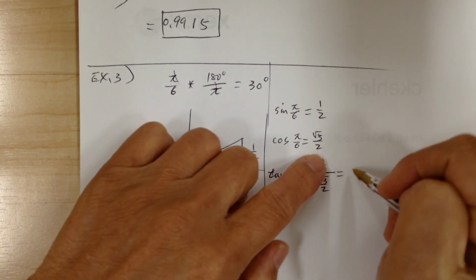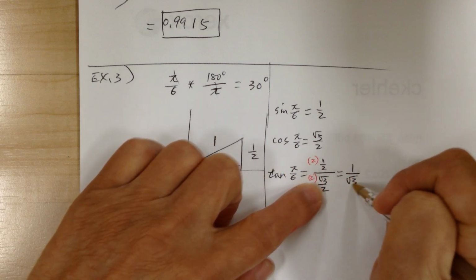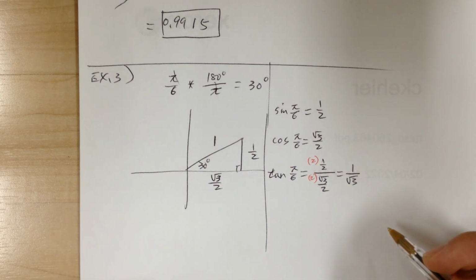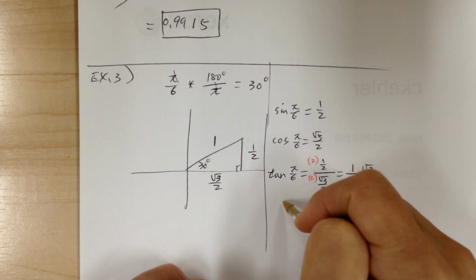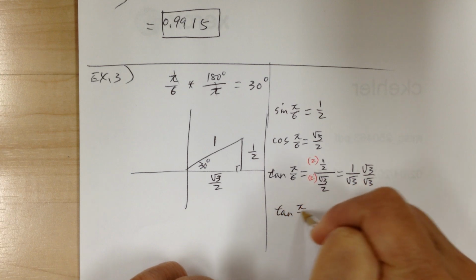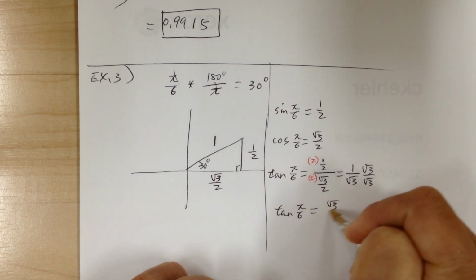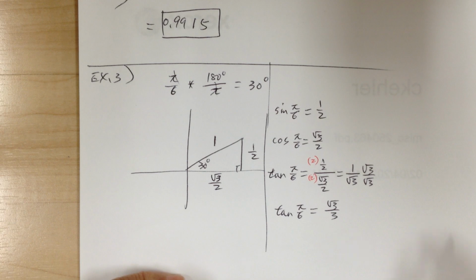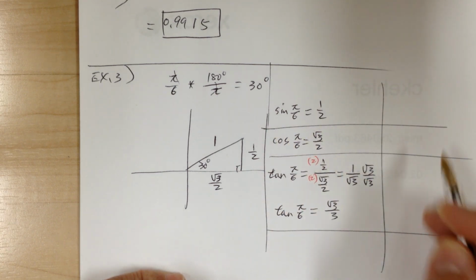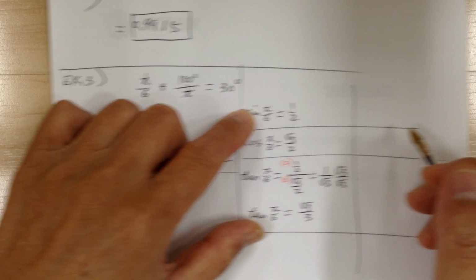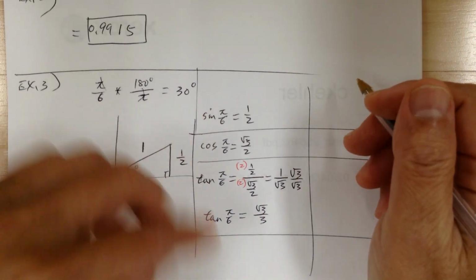Okay, so this cancels, so it becomes 1 over square root of 3. And then you have to multiply by square root of 3, square root of 3. So tangent of pi over 6 will equal square root of 3 over 3. Okay, so once you do the primary function, you can go and do the secondary.